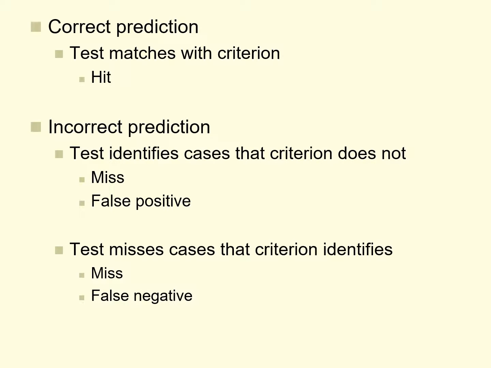Of course, there could also be incorrect predictions. For instance, our test could identify a case that the criterion does not. So our test puts the person at high risk, and then within some set period of time the person doesn't attempt suicide. That would be a false positive from the perspective of our test. We could also imagine a situation where the test misses a case that the criterion identifies. So our test says the person is at low risk, and within that appropriate period, the person does attempt suicide, unfortunately. That would be a false negative. Our test missed that person.